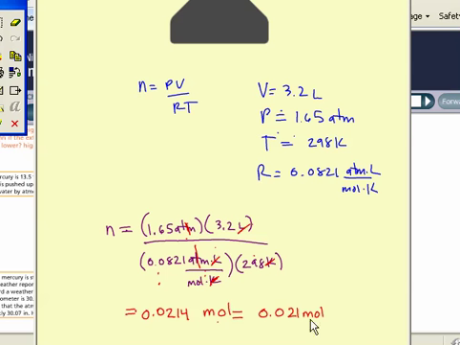And I want to say, does this answer make sense? Yes, this is a reasonable answer. If I had gotten something to some negative power or 2,000 moles or something like that, that would not make sense. I have a relatively small volume, even though I have a high pressure, relatively small volume, normal temperature, so my number of moles aren't going to be that great.